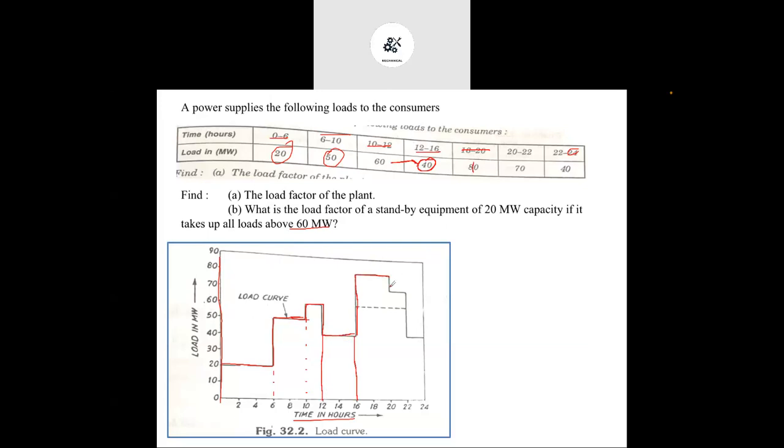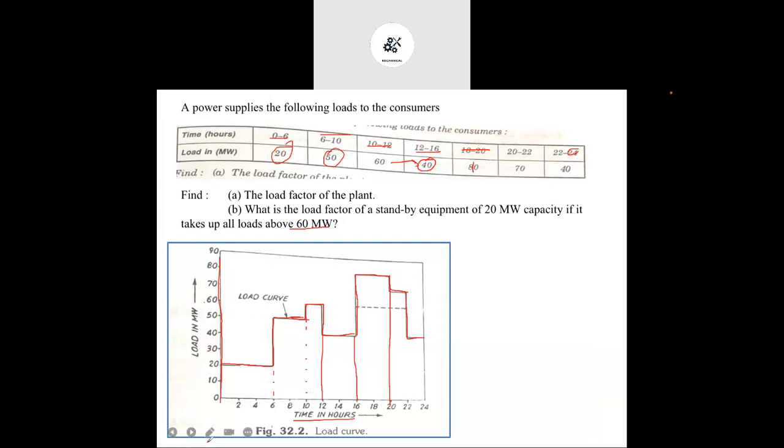Now again, from 16 to 20, it directly increases from 40 to 80. So it just doubles, and we reach the maximum demand during that particular time period. So for 16 to 20, for these 4 hours, the consumer requires 80 megawatts of electricity.